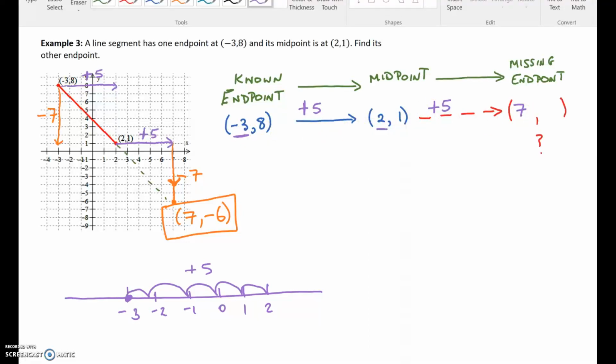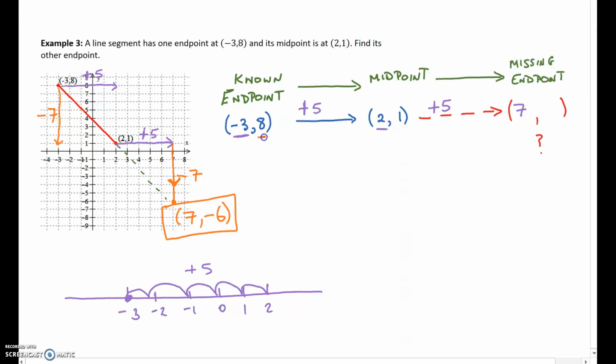Now let's look at the y's. What do you have to do to go from 8 to get to 1? Well, it should be pretty simple. To go from 8 to 1, you subtract 7. So subtract 7 here as well from your y's, and 1 take away 7 is negative 6. So the answer here and the answer here are the same.